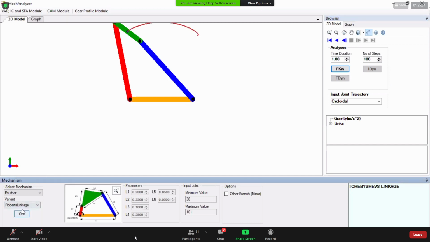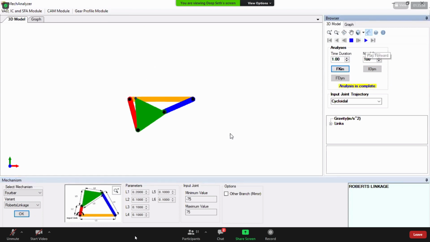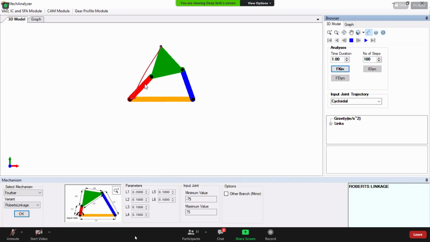And then you have Roberts linkage, which we have already seen. There you have a curve over here. If you change the link length, everything will change. I think this is also a point of interest, sorry Dim. Yes, one example.